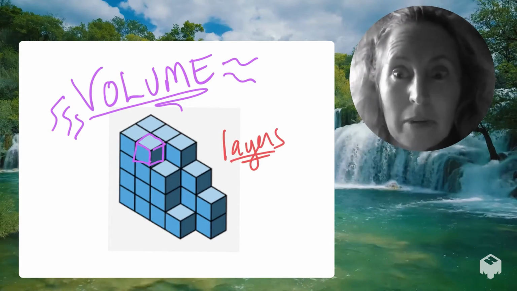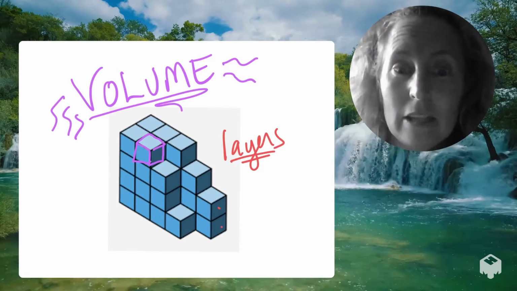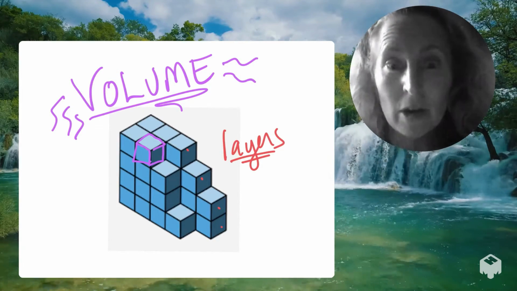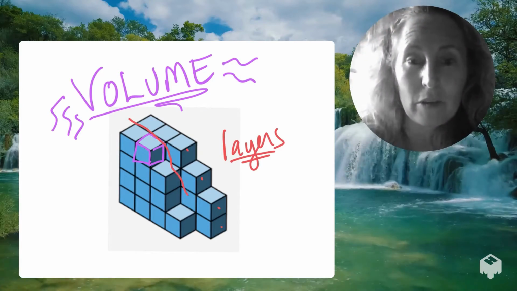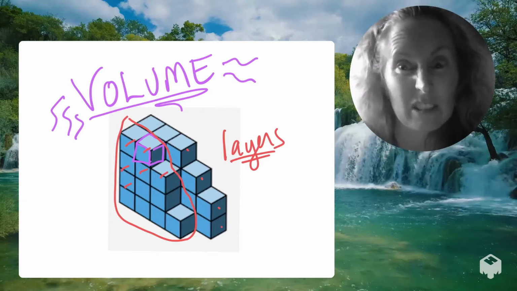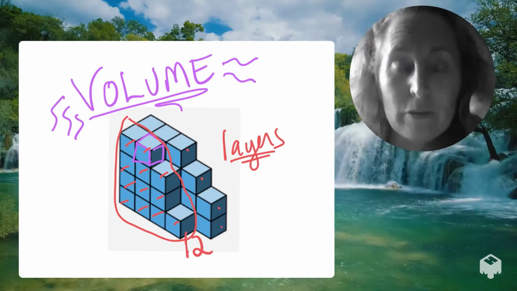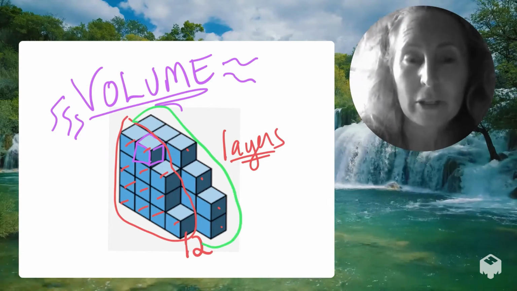And for some of us, myself for sure included, it's best if I think about it in layers, either from bottom to top or from front to back. But if you try to take it all in one big blob, you'll often forget some or count some twice, which is a no-go. So when I count this first little front layer that I've just circled, there's 12.